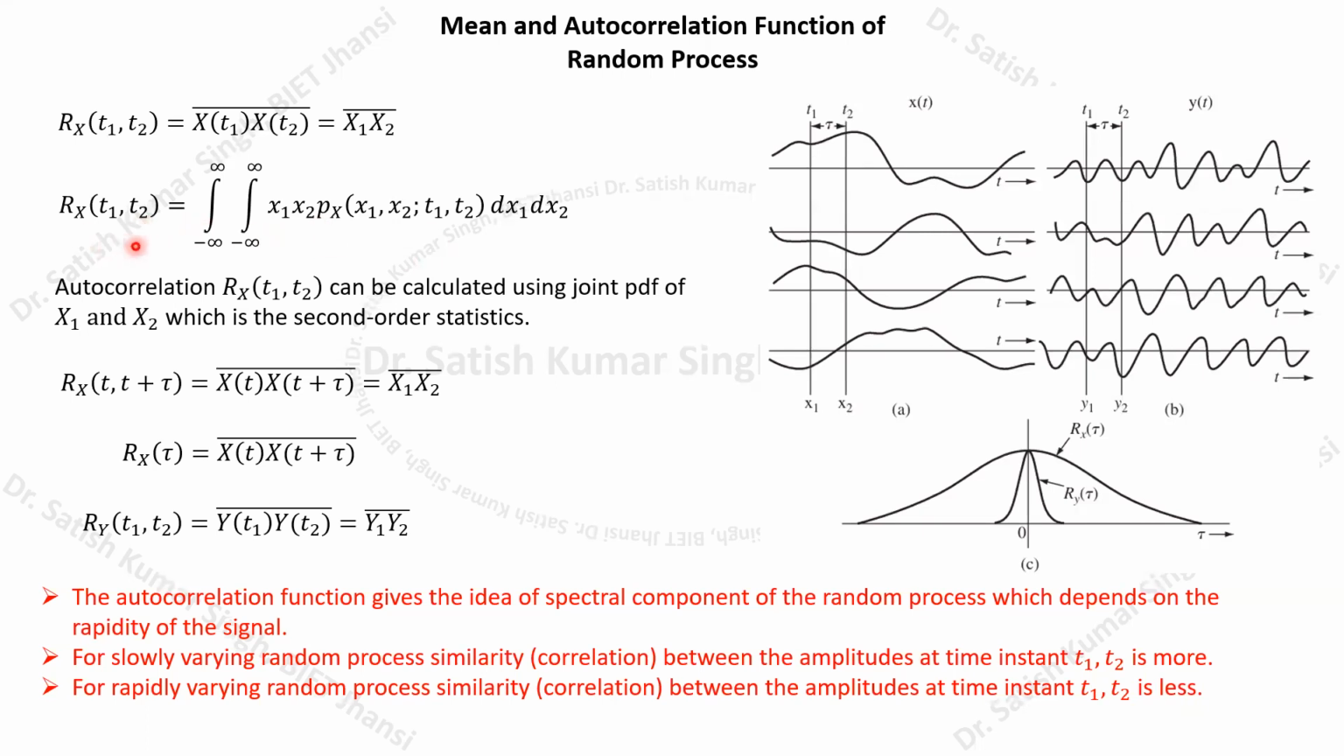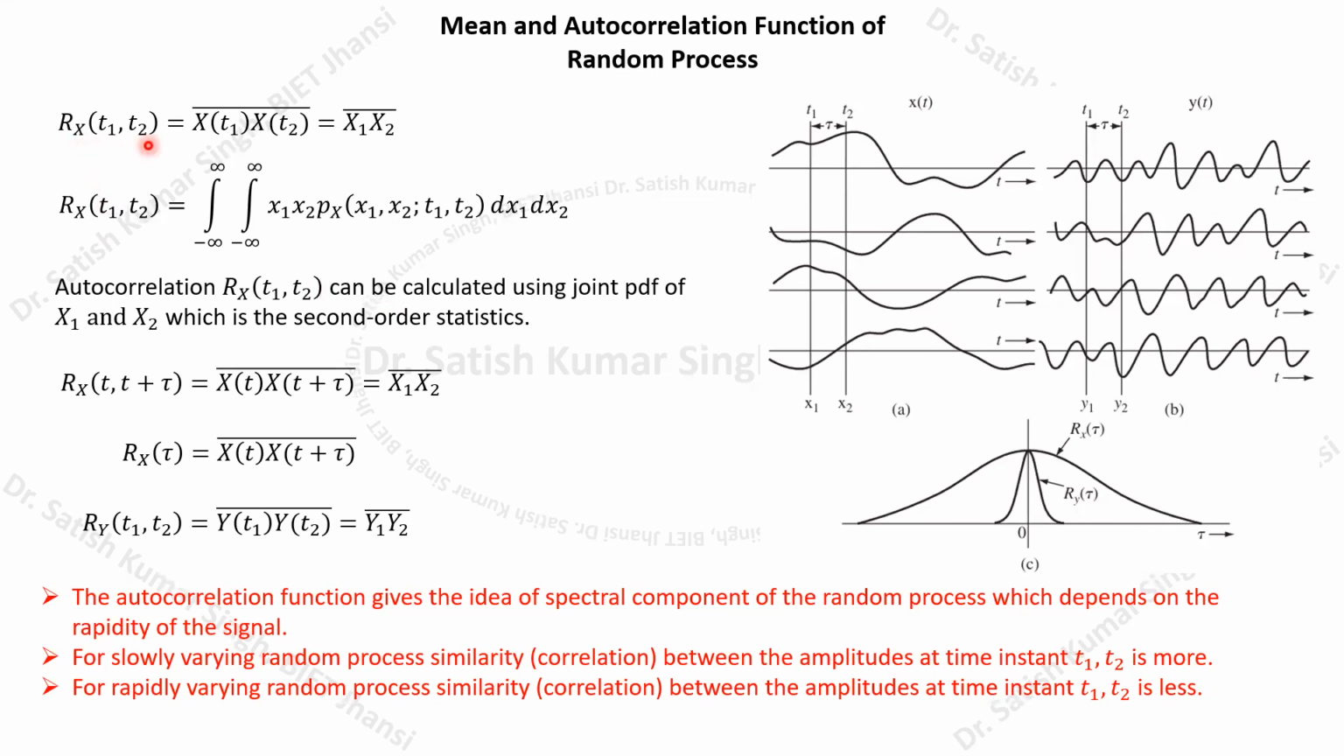So Rx(t1, t2) can be calculated if we have the second order statistics, that is, the joint PDF between x1 and x2. If we follow this particular expression, we will be able to calculate this autocorrelation function. This expression can also be written in this form, because we are talking about two different instants of time.